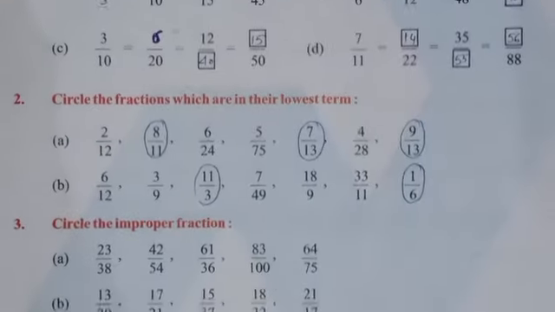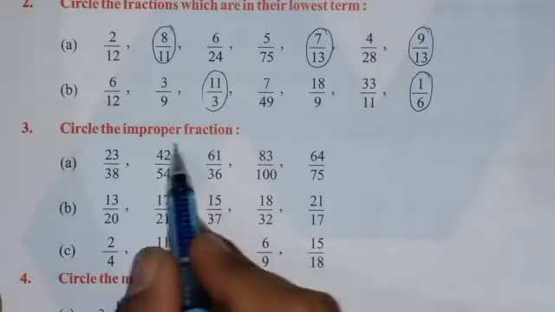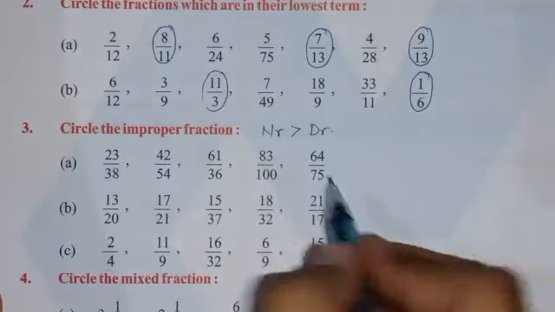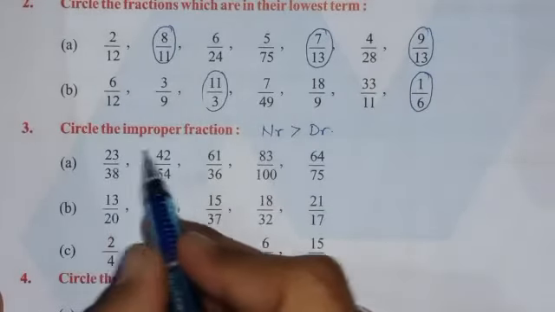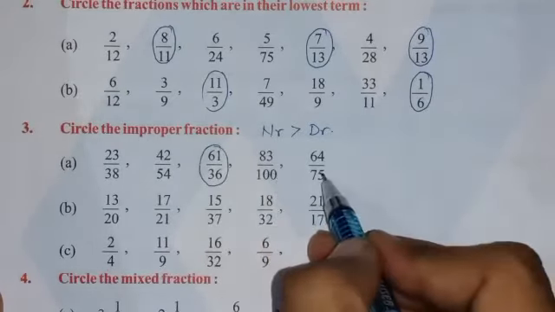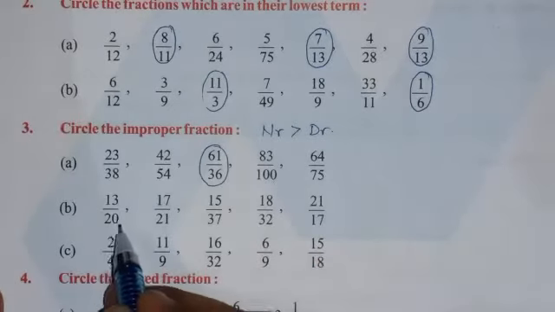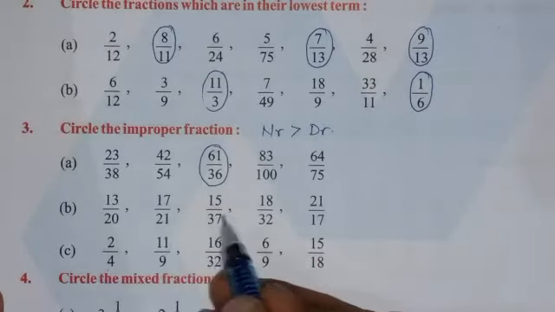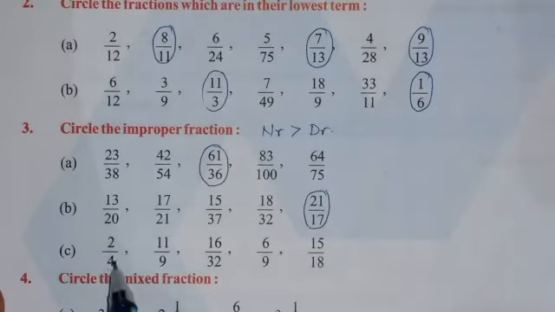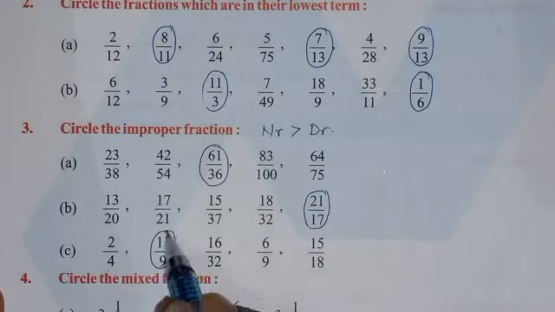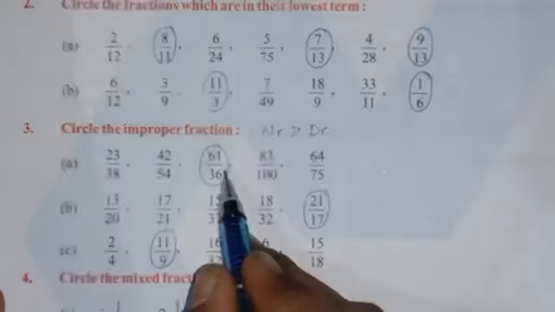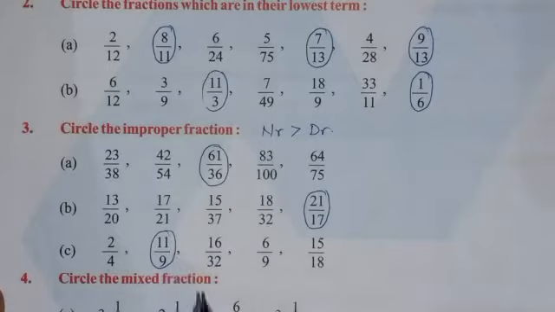Okay students, continue to see the next question number 3rd. Circle the improper fractions. Improper fraction is one in which the numerator is greater than the denominator. So numerator should be greater. No, no, yes. This is improper. In the second, no, no, no, no, yes. This one is improper. In this one, no, yes, no, no, no. Okay students, because in these fractions numerators are greater than denominators, these are improper fractions.